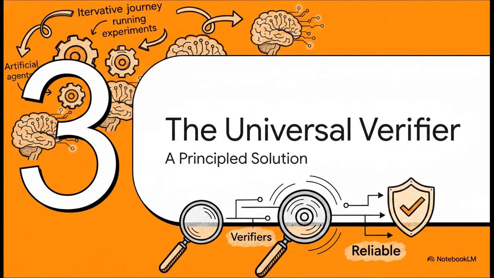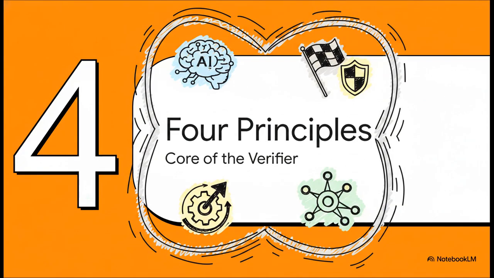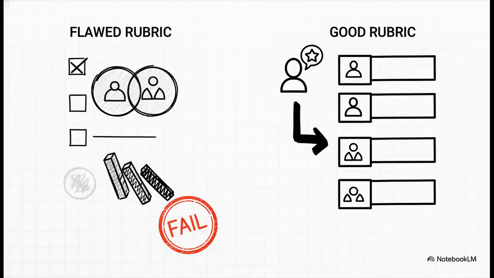So to fix this mess, the researchers at Microsoft didn't just throw another model at the problem. No, they went on this whole journey, running tons of experiments to figure out what really works. And the result is this awesome system they call the Universal Verifier. And the Universal Verifier is built on 4 core design principles. This is the absolute heart of today's explainer, so let's break them down one by one. Okay. Principle number 1 is all about building on a solid foundation, and that foundation is your evaluation rubric.